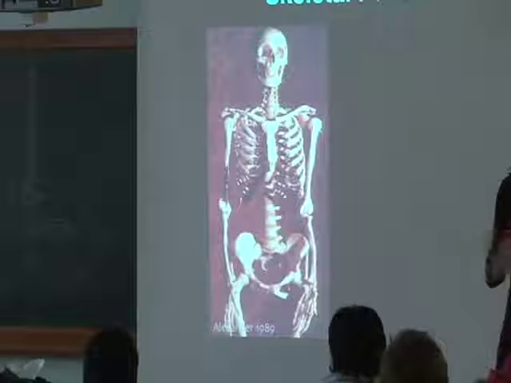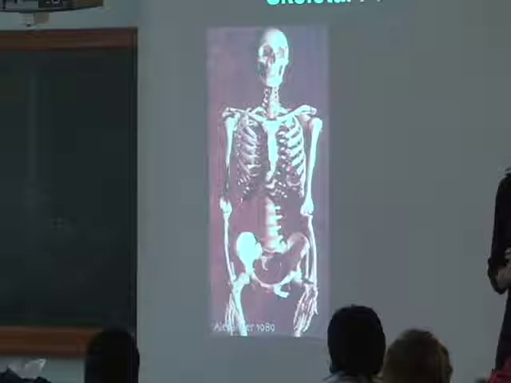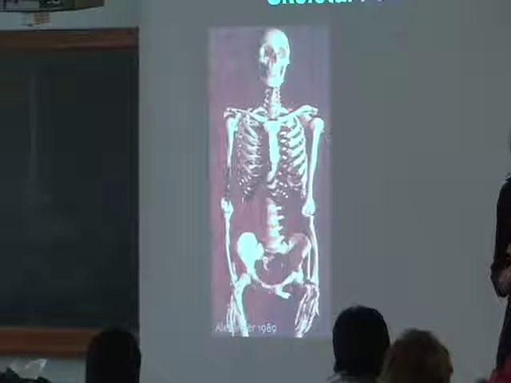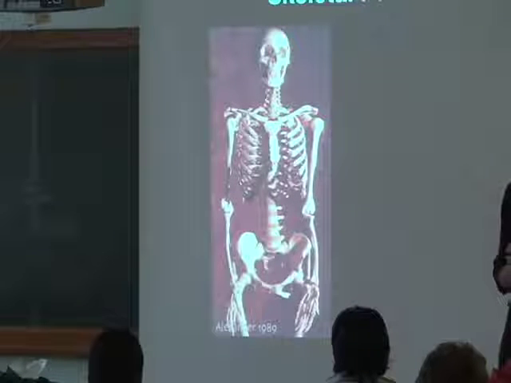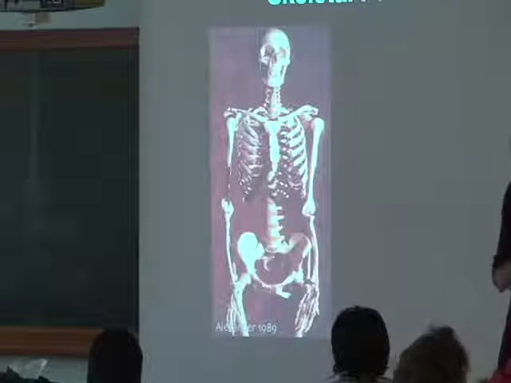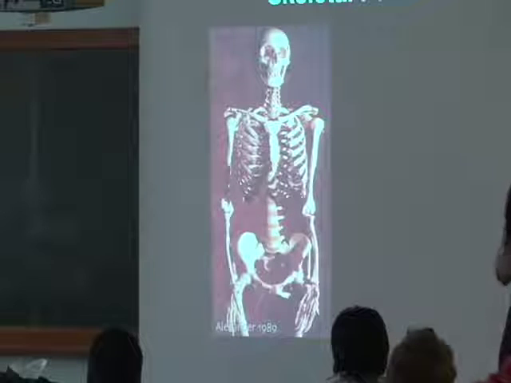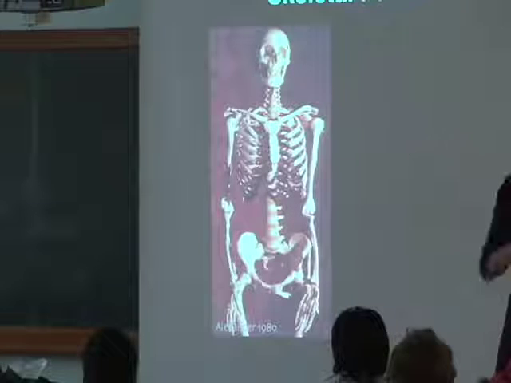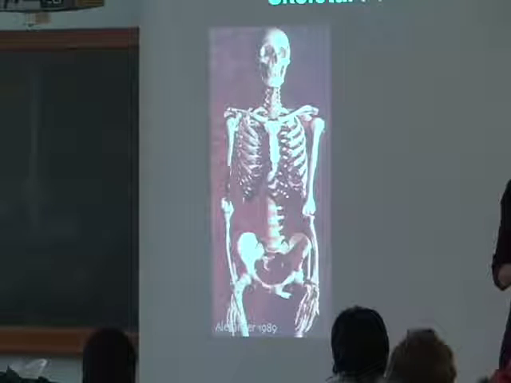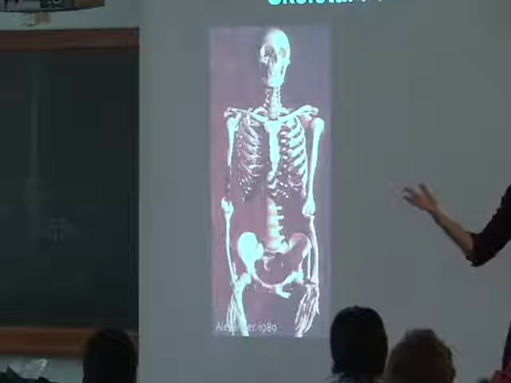What tissues are in your skeleton, in the body? Anybody know? Bone marrow? Bone marrow. Anything else? Cartilage. Connective tissue. I heard ligament. Anything else? Muscle. Blood. Yes, lots of blood. It's a whole bunch of tissues.